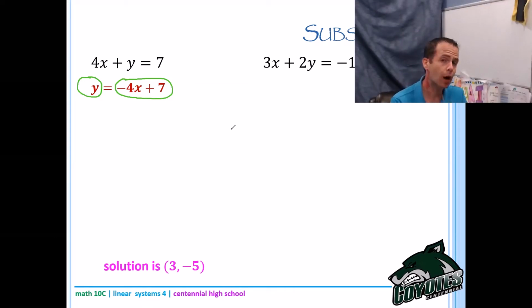Anytime I see y, I could now replace it with negative 4x plus 7. So what I'm going to do is I'm going to take a look at this other equation, and I'm going to say, hey, this says 2 times y.